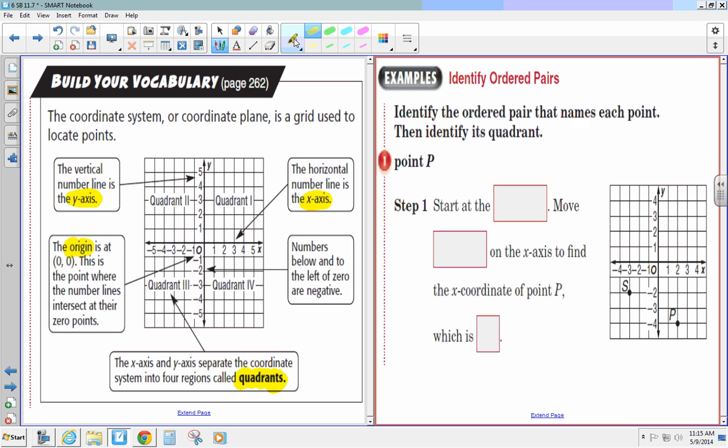All right. So identify ordered pairs that name each point. So you name each point. I could give you an infinite number of points here, and I can name it whatever I want. For us, let's start at the origin. The origin is 0, 0. It's the intersection of the number lines. So you're going to start right here.